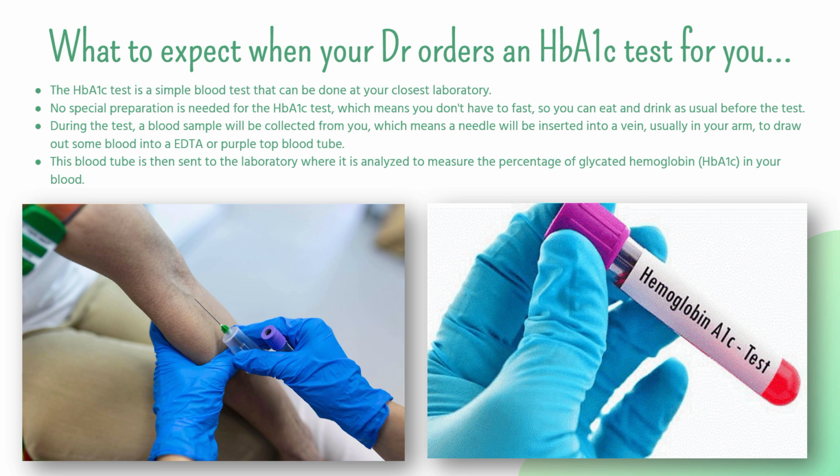During the test, a blood sample will be collected from you, which means a needle will be inserted into a vein, which is usually in your arm, to draw out some blood into an EDTA or purple top blood tube. This blood tube is then sent to a laboratory where it is analyzed to measure the percentage of glycated hemoglobin, or the HbA1c, in your blood sample.